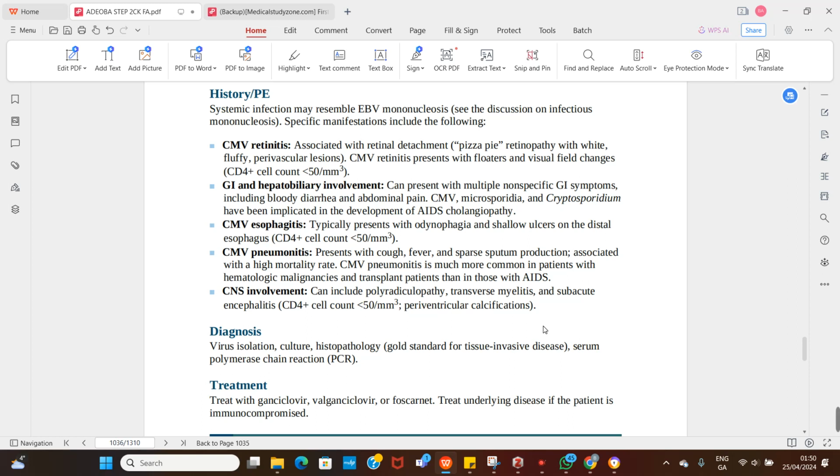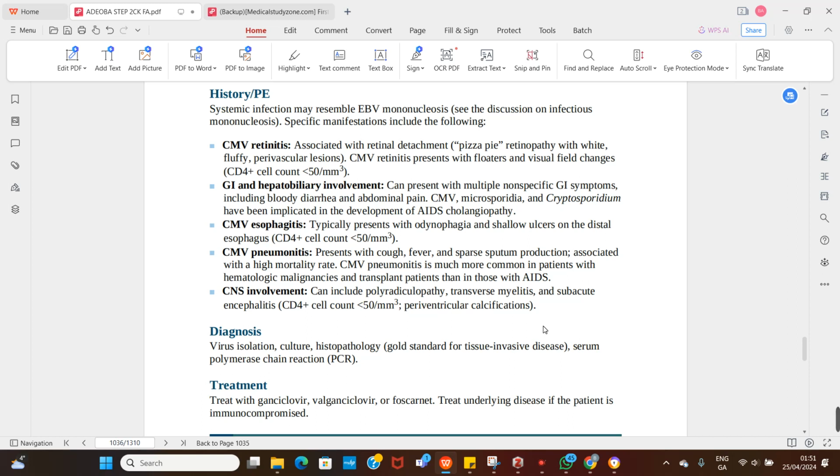Pizza pie appearance. So what does it mean? We are going to see an area of the retina that looks like a pie. So we have fluffy cottonwood spots, opacities. They will be described as fluffy opacities, that gives this cottonwood spot pattern with perivascular hemorrhage. Once you see that, opacities with perivascular hemorrhage, think about CMV retinitis. Somebody that is having a background immunosuppression, somebody that has undergone transplant, think about CMV retinitis.